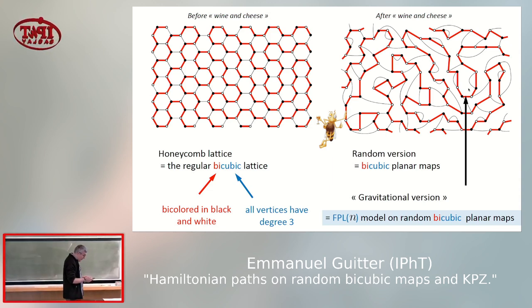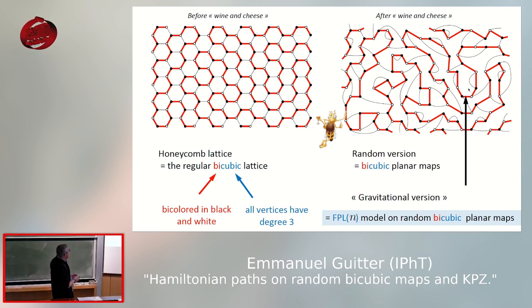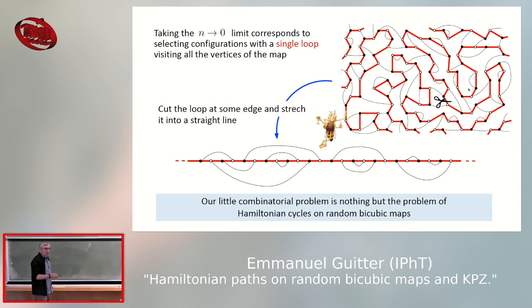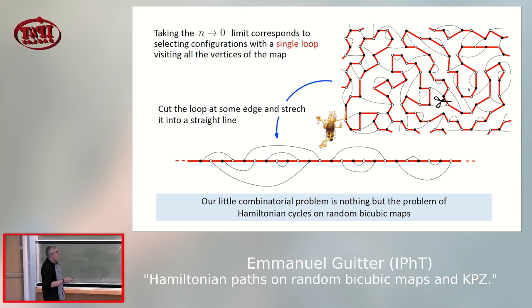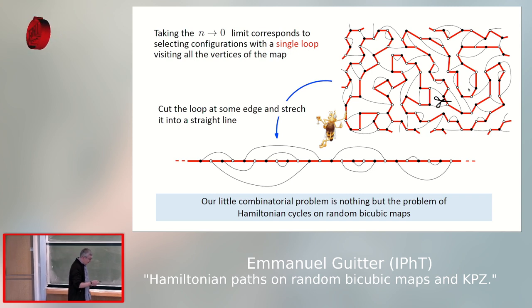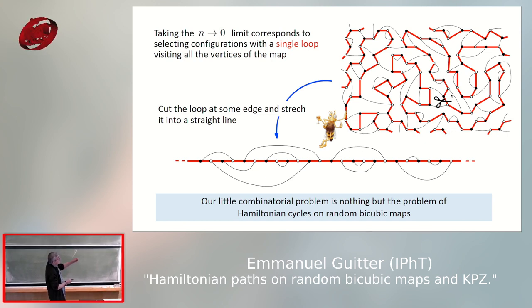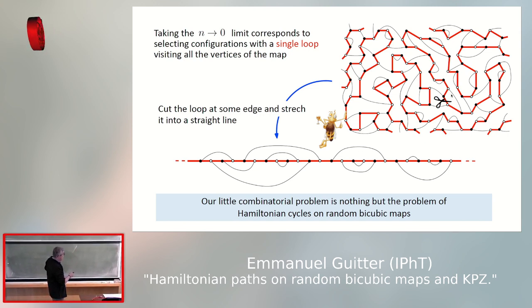I must finish the argument. So why am I interested in this random version? Because now, if I imagine I have a single loop, okay, which passes through all the vertices, I can cut the loop somewhere and stretch it, send its black extremity all the way to the left, and its white extremity all the way to the right. And what do I get? I get my little product.